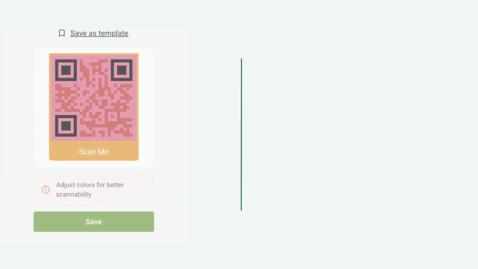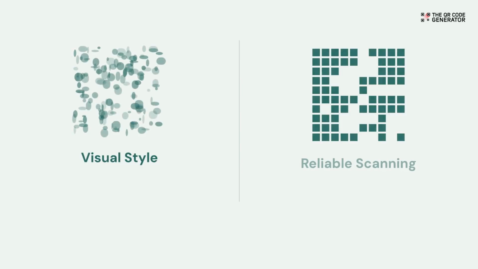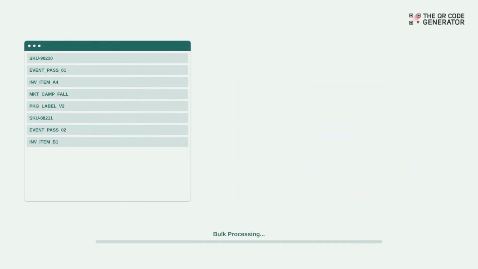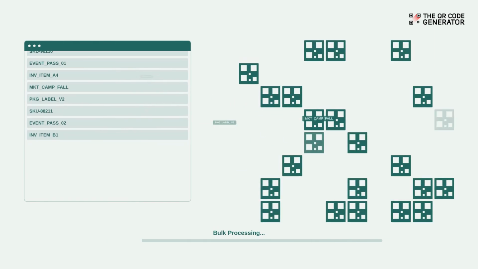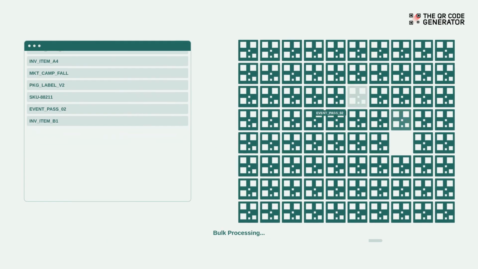The QR code generator also has a real-time scannability feedback system that automatically evaluates whether your design choices make the code difficult to scan and alerts you in real time. No other free generator offers this feature. This prevents one of the most common mistakes people make: creating a visually impressive QR code that doesn't actually scan reliably.